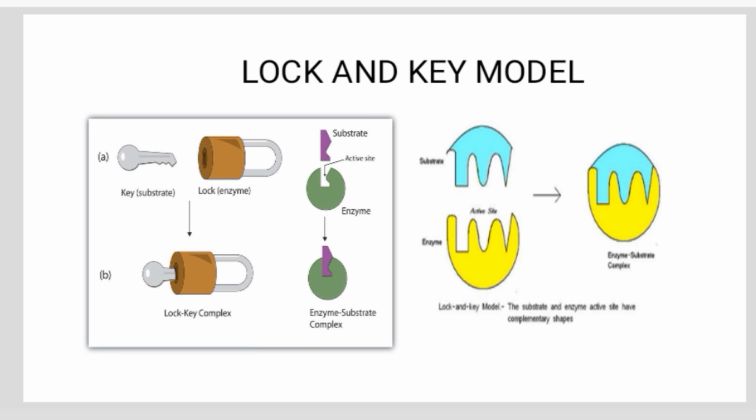If it is the correct size and shape, the lock and key will fit, and the complex is called the enzyme substrate complex, or lock and key complex. This diagram shows that the correct key and lock will be present, so they easily bind. Finally, they form the enzyme substrate complex, also called the lock and key complex.